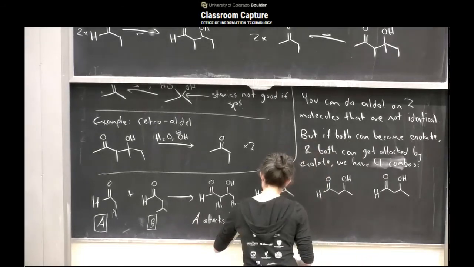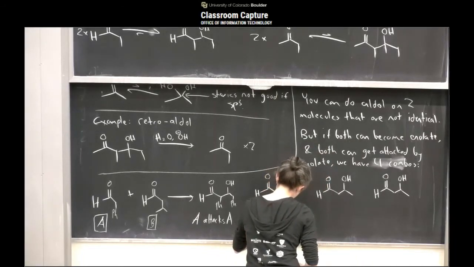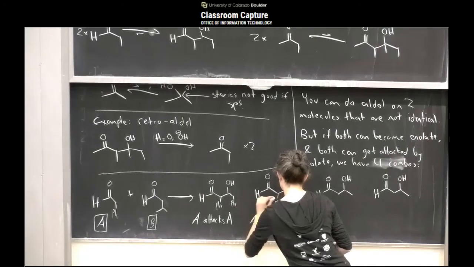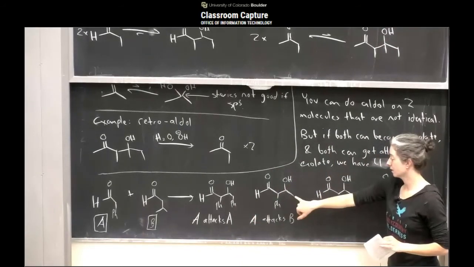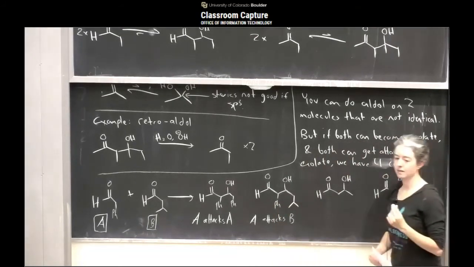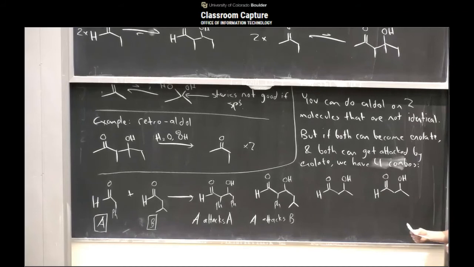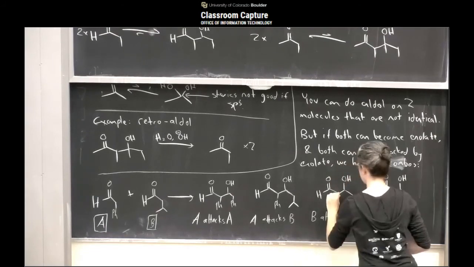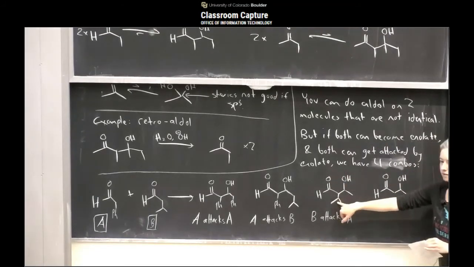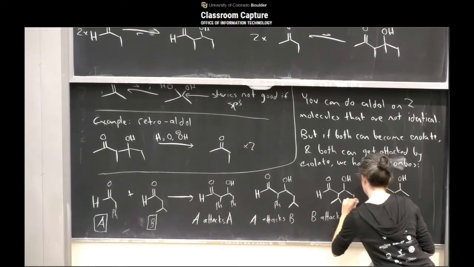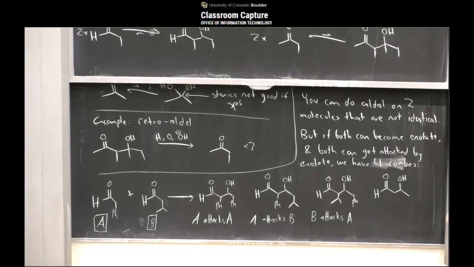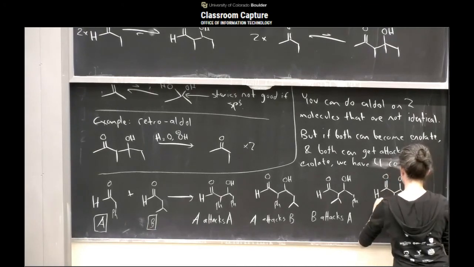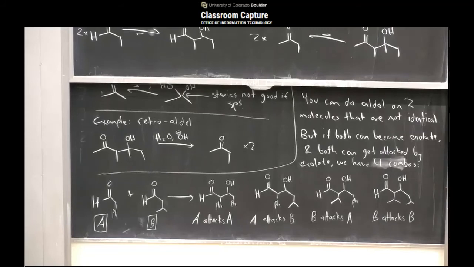I could also have A attacks B. So this side that used to be the enolate has a phenyl. And this side, the side that has an OH, the side that got attacked, has that isopropyl group on it. Or I could have B attacks A. So now this side used to be the enolate, and this side has the phenyl. Or I could have B attacks B. So they're both isopropyl groups coming off of there.